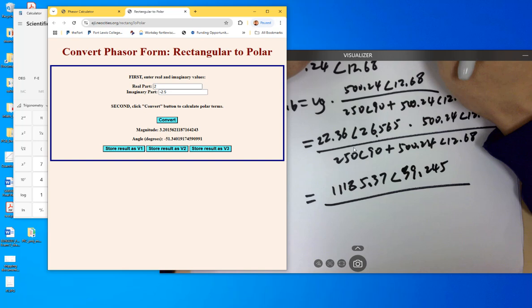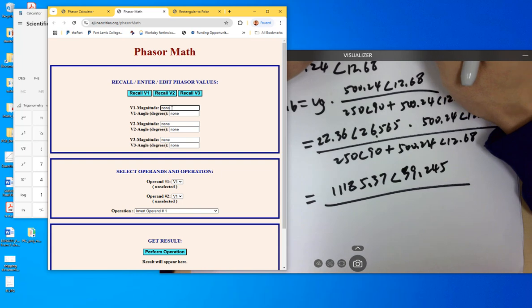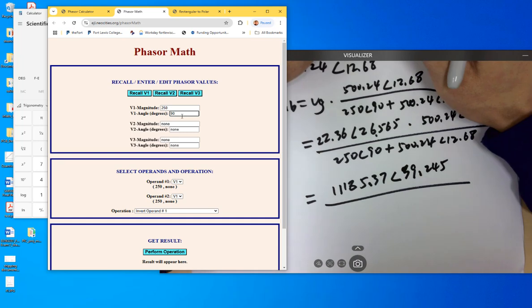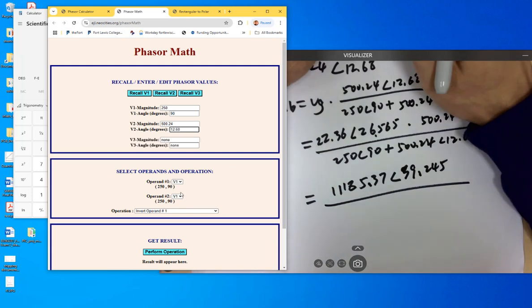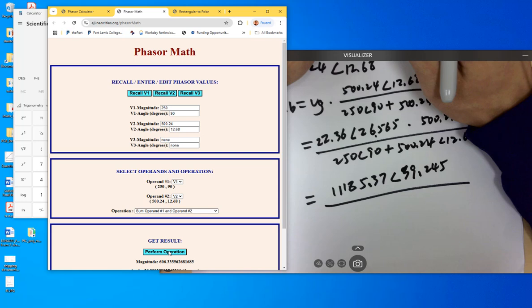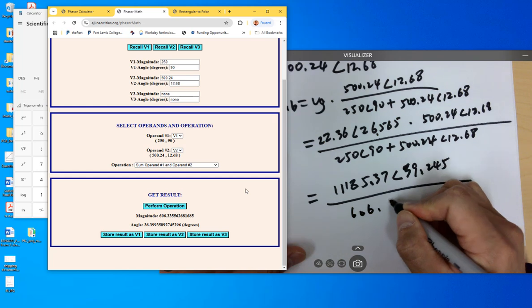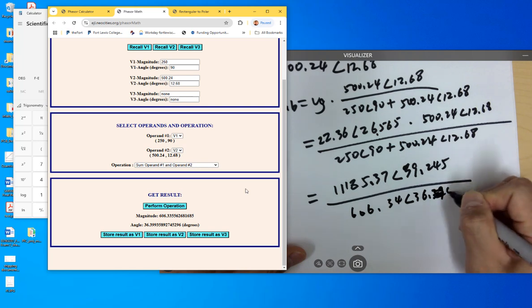For the bottom, it's an addition, a summation. So it's better to use a calculator. The calculator has phasor math. Okay, for the first one, we have 250 for the magnitude and 90 degrees for the angle. And for the second one, we have 500.24 for the magnitude and 12.68 for the angle. Then you choose V1 plus V2 and run this. You are getting 606.34, and the angle is 36.39, or 40, let's say.